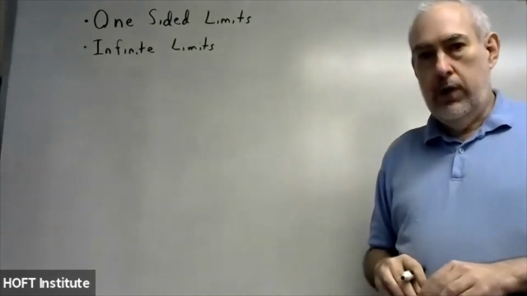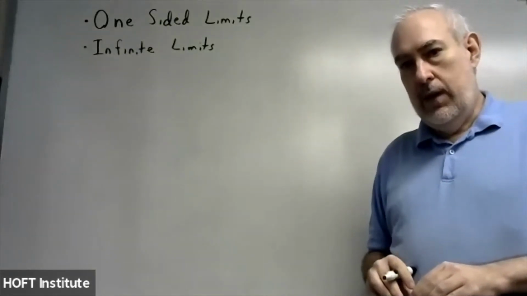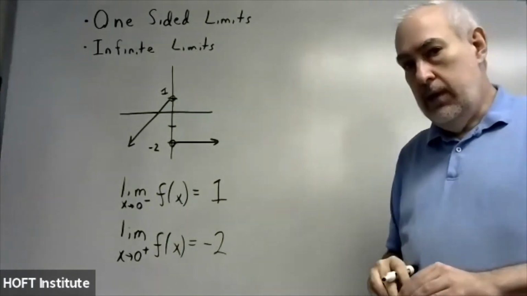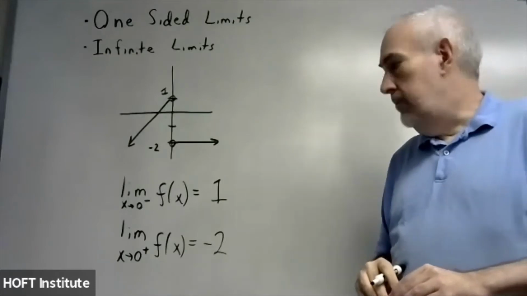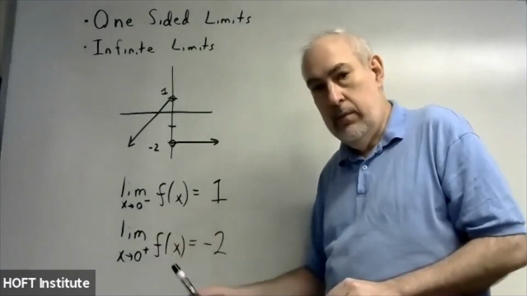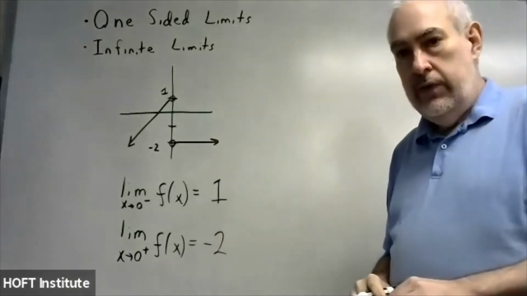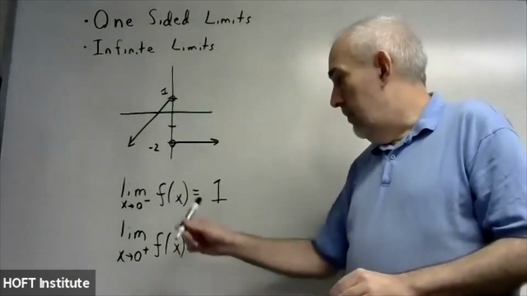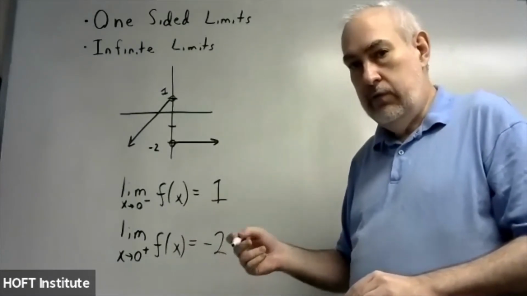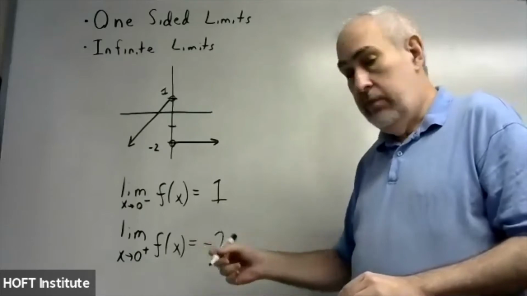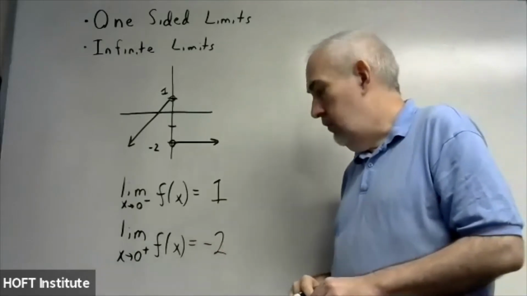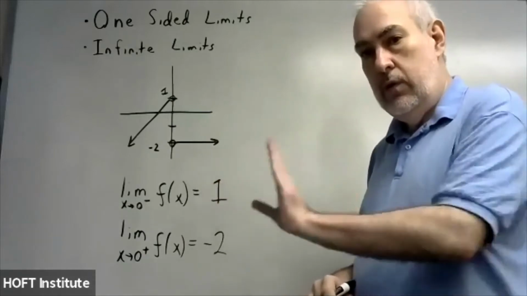Okay, so let me set up an example. This example is showing what I mean by a one-sided limit. Notice there are these little pluses and minuses now near the number on the limit, and that is going to denote the minus for a limit as x approaches 0 from the left, or values for x less than 0. Plus means from the right, or numbers bigger than 0. Minus is always from the left, and plus is always from the right.